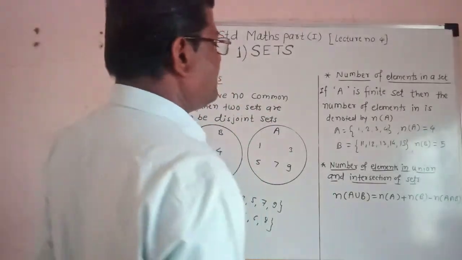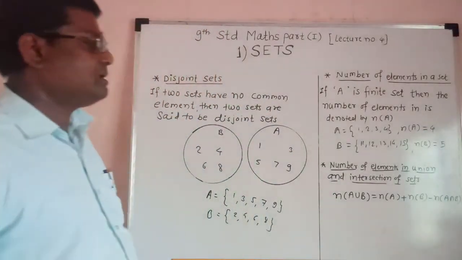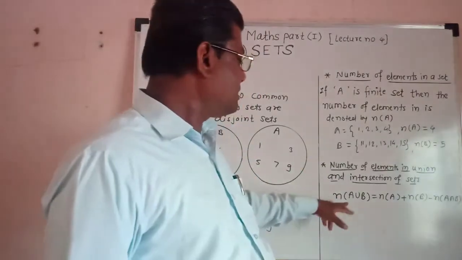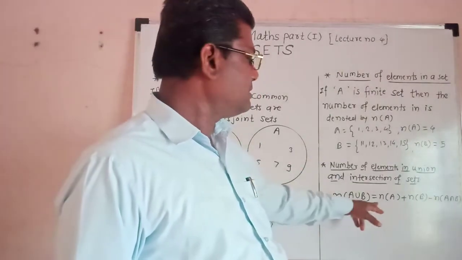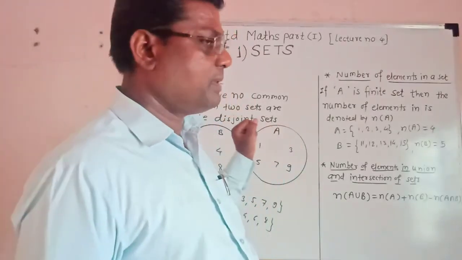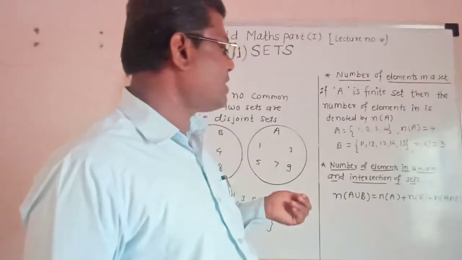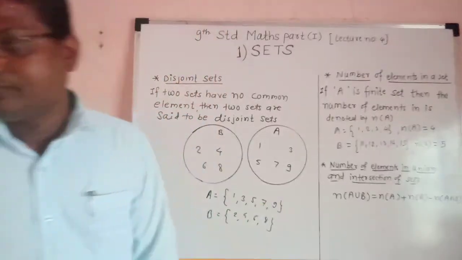And the last point is the number of elements in the union and intersection of sets. There is one formula. n of A union B is equal to n of A plus n of B minus n of A intersection B.